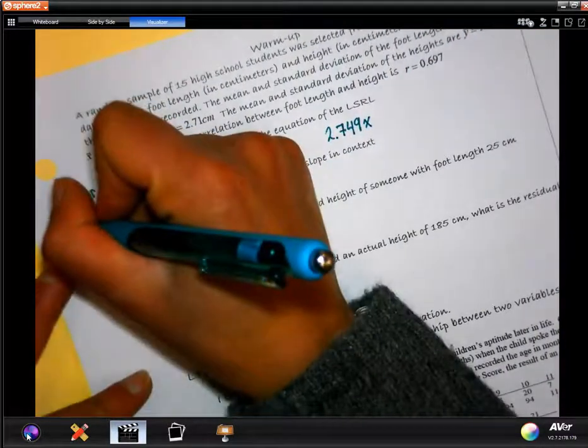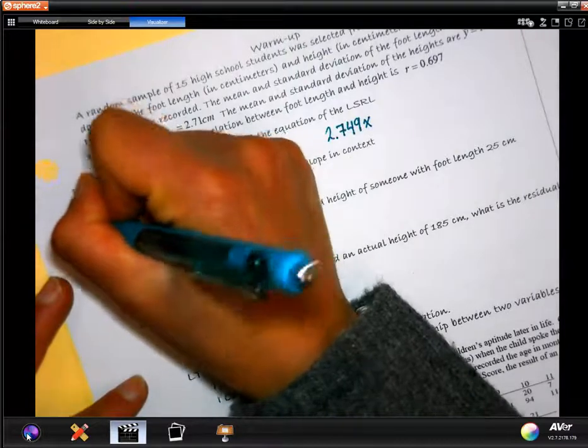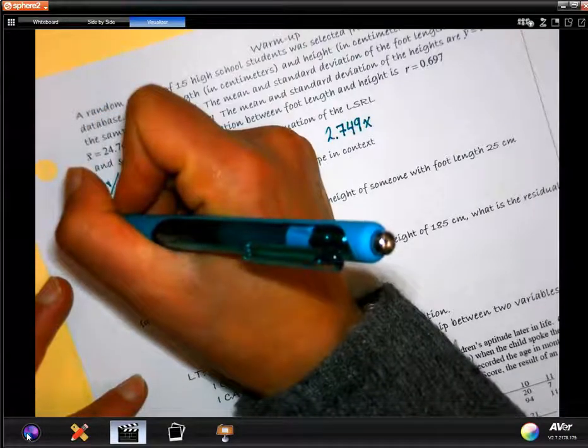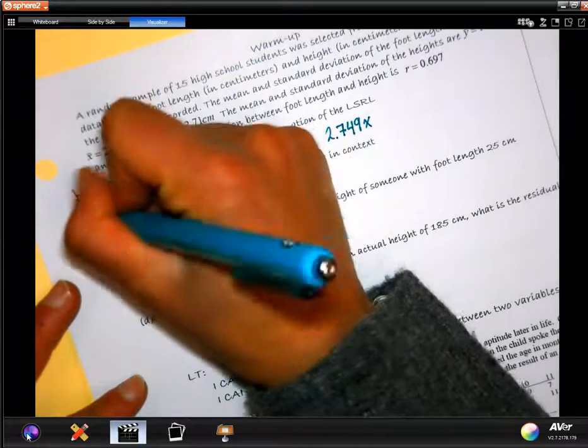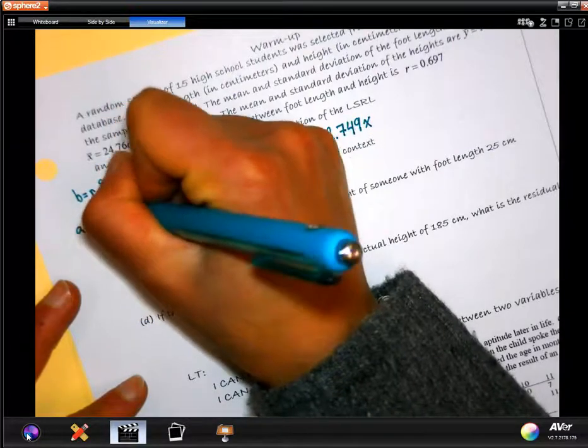Look, I got it right. I literally got 2.75. I am so proud of you, Tanner, for the slope.